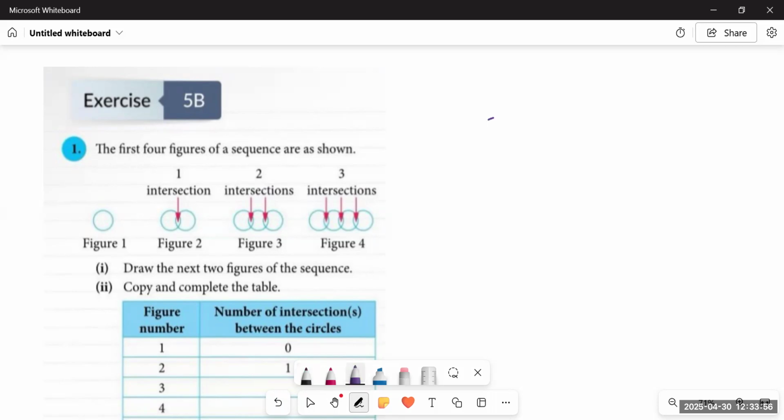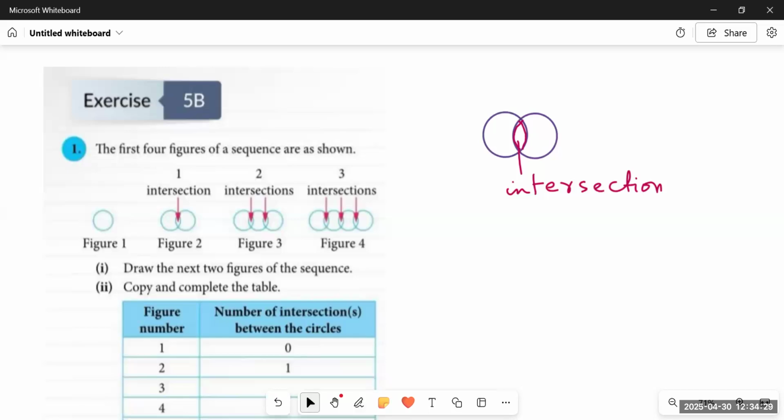Here I have a circle, and when I make one more circle, I'll have some part overlapping. This overlapping part is called intersection, where the two circles meet. In the second figure, we have only one intersection. In figure number 3, we have two intersections. In figure number 4, we have three intersections and so on. They are saying draw the next two figures of the sequence.